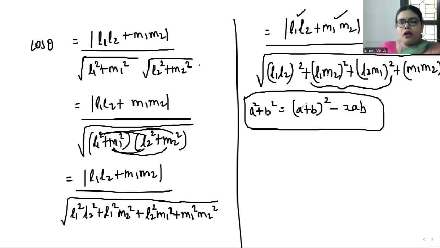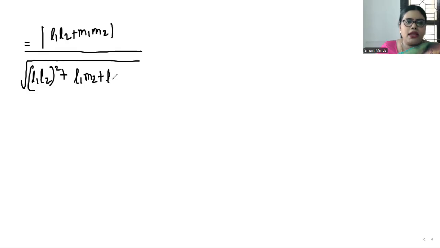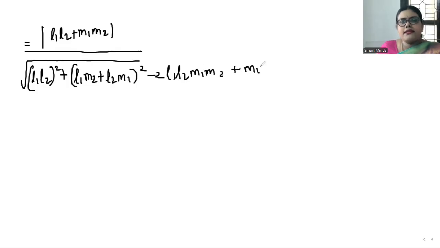See, in this formula, in the place of A, I will take L1 M2. In the place of B, I will take L2 M1. So how will it become? (L1 M2 plus L2 M1) whole square minus 2AB, so minus 2 L1 L2 M1 M2. And the last term I will write as it is, (M1 M2) whole square. Don't forget this last step.